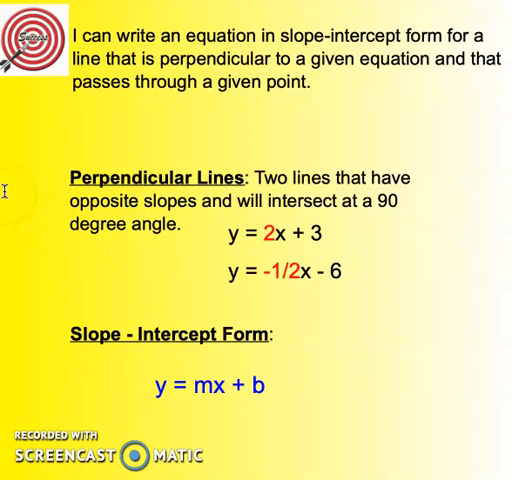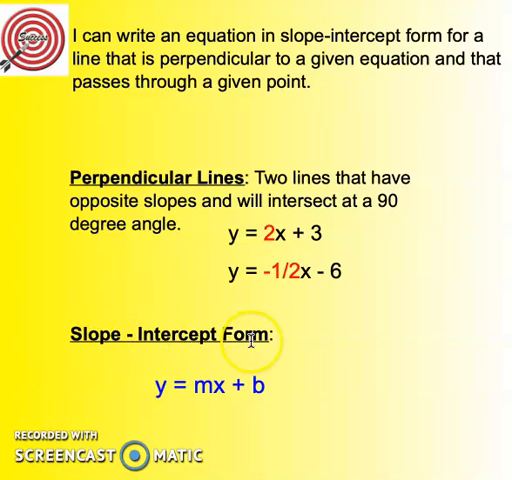First of all, let's just review that perpendicular lines are two lines that have opposite slopes and they will intersect at a 90-degree angle. So if you look at these two equations that represent two lines, they have slopes that are opposite of each other. They have opposite sign and they are the reciprocal of each other.